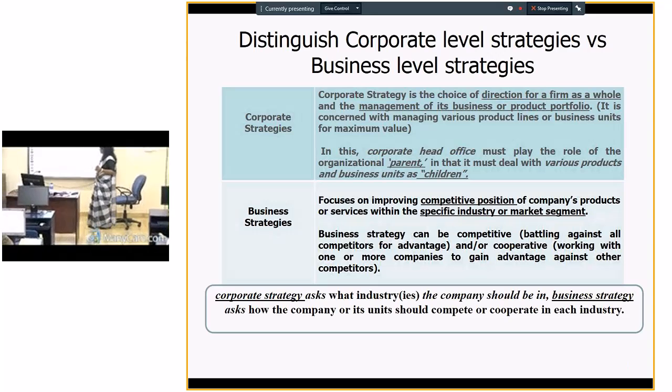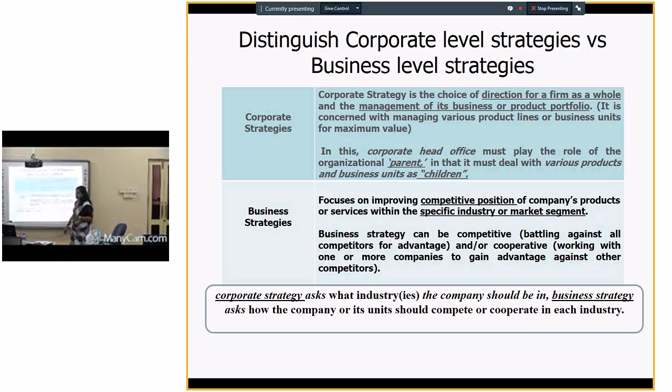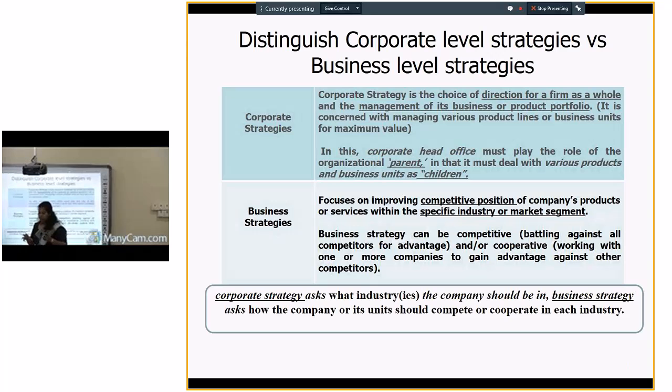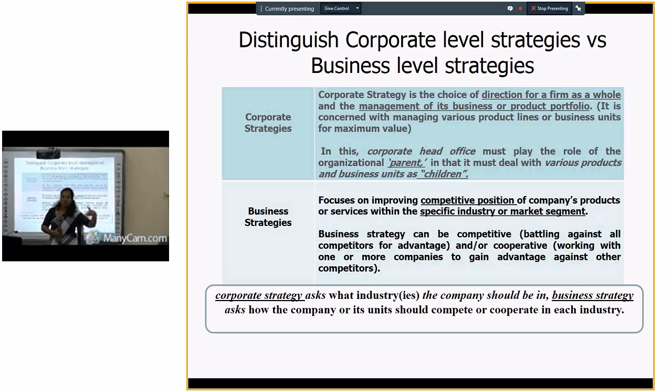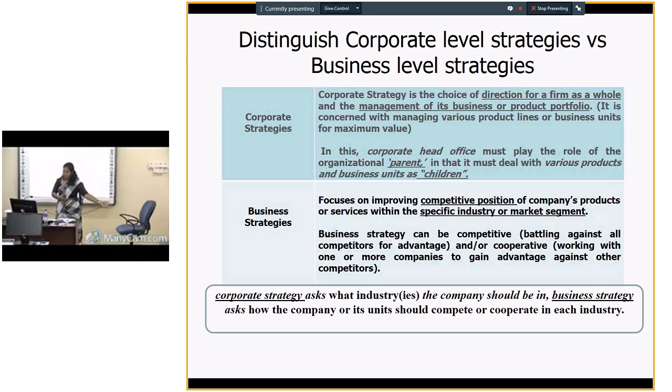But business strategy asks about what business unit should compete or cooperate in each industry. Got the point? When it comes to the corporate level strategy, they have a very good broader view. Then they might be focused on which industry we are going into. The board of directors or the management might be thinking, do we go for some other industry? Whether we are going for the tourism industry. That is what comes under the corporate level.